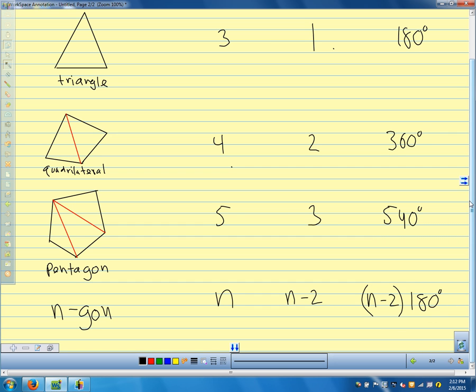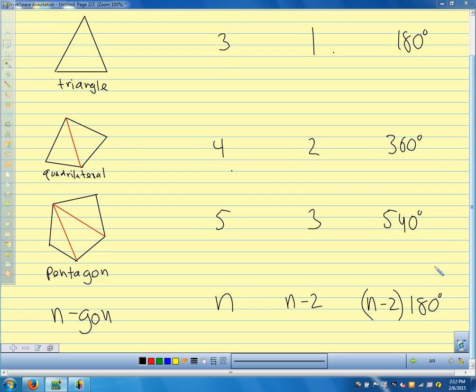So this is how we get our formula for how many degrees are inside any polygon. We subtract 2 from the number of sides, because that's how many triangles we could divide it into, and multiply that by 180, and that will give us all the angles inside that polygon. Kind of nice. Triangles are friendly shapes. A lot of times we divide things into triangles to help us out.